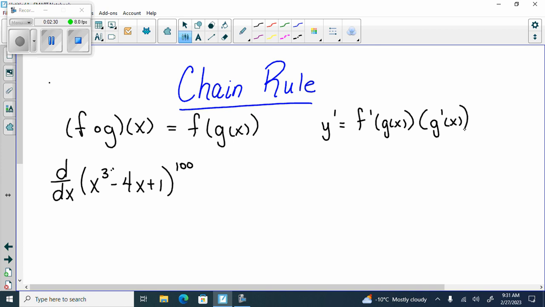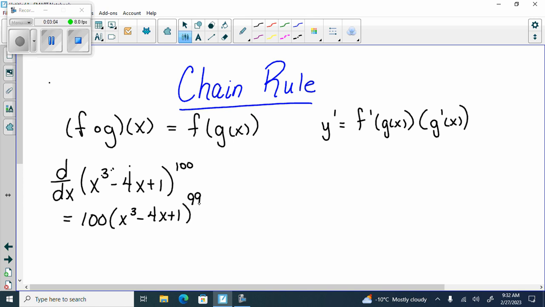So whenever you have one equation embedded inside of another, or f of g of x, you have to do chain rule. Sometimes you have f of g of h of x. Sometimes you have more than one embedded. Okay? So what would I do? I do the outside first, the derivative of f. The f was x to the 100, correct? So what's the derivative of x to the 100? 100 x to the 99. We just have to rewrite this as our x. So it'd be 100 times x cubed minus 4x plus 1, to the 99.